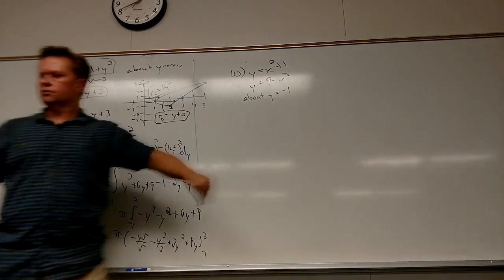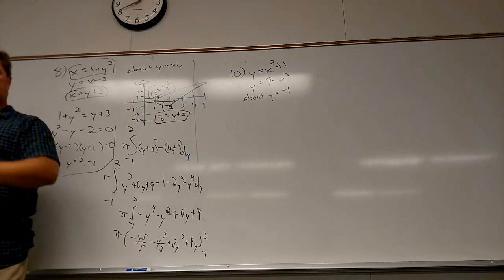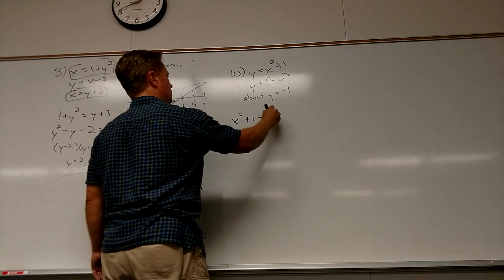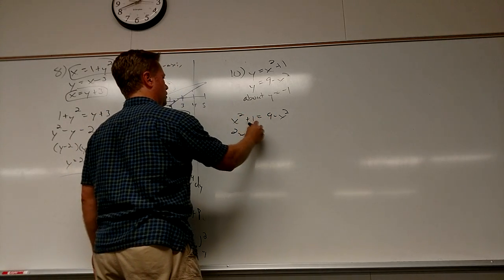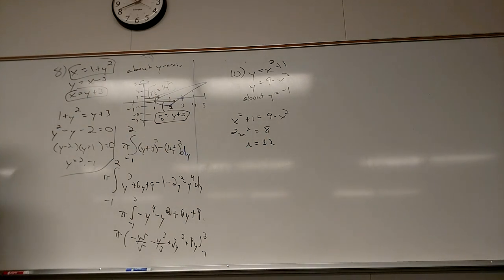What do you start with? It's the region bounded by these two things. You have to find out where they meet, the same way we did over here. You have to set them equal to each other. So you get 2x squared equals 8, x equals plus or minus 2, just to cut to the chase. Just kind of a nifty idea. Parabola coming down, parabola coming up, they meet.